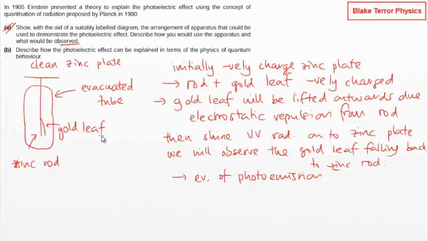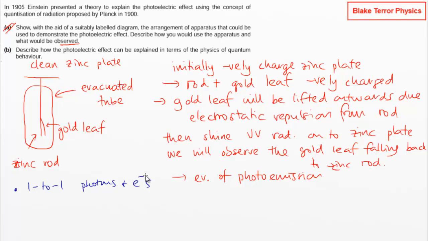Right, part B. Describe how the photoelectric effect can be explained in terms of the physics of quantum behavior. Right, lots of things we want to list here, so I'm going to bullet point them, turn these into sentences. Right, key thing, we want a one-to-one interaction between the photons and the electrons. So that is one thing.